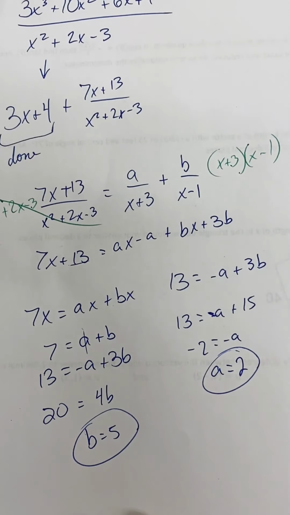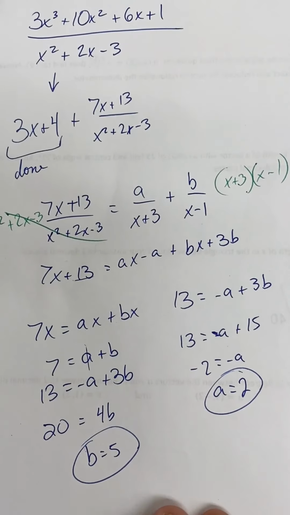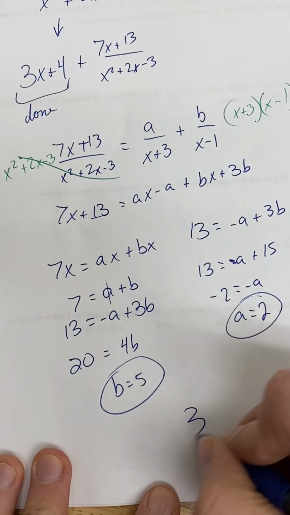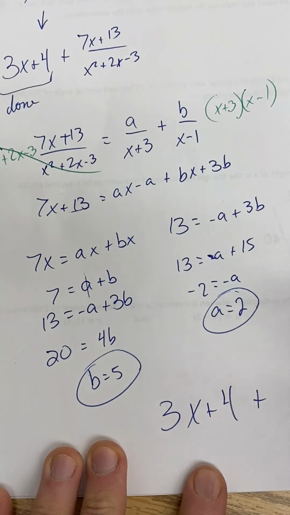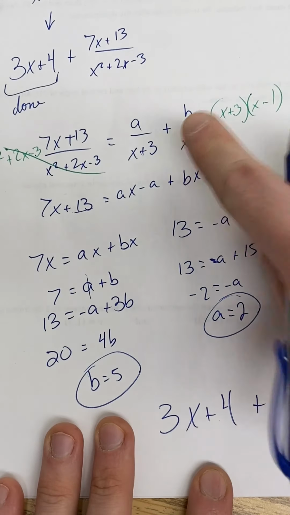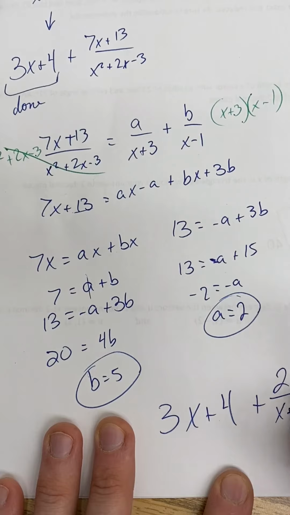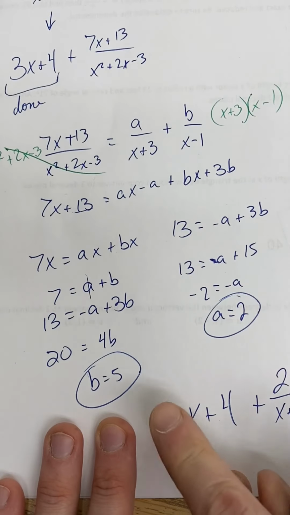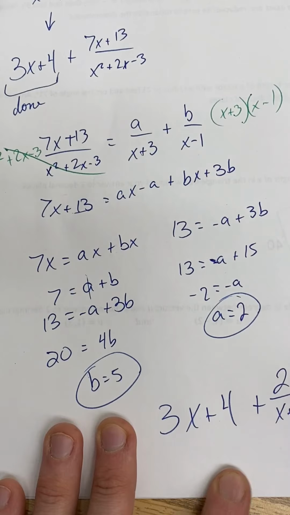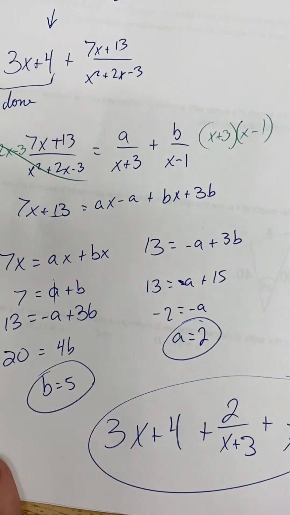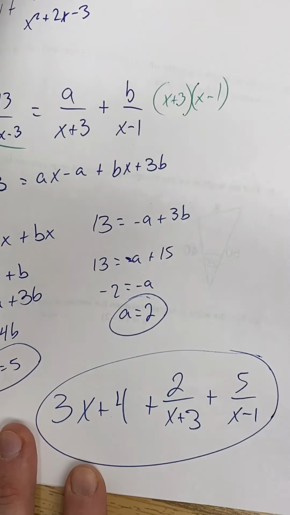That's an Algebra 1 concept. So to wrap this thing up, 3x plus 4, that's like our whole number part. Plus, I've got 2 over x plus 3. Then I've got 5 over x minus 1. And that is your partial fraction decomposition for that one.